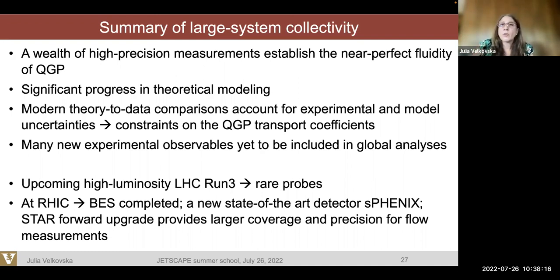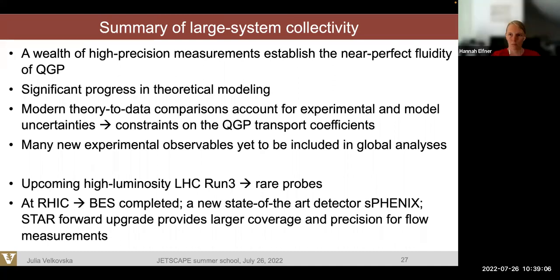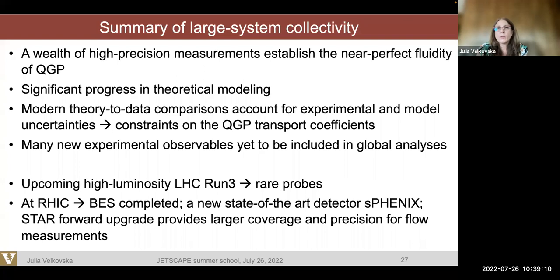At RHIC, on the other hand, we just completed a beam energy scan, and a lot of the data is being analyzed that goes down to low energy. We are trying to study if there's a critical point in the phase diagram and where this quark gluon plasma turns off and we have a hadronic system. We also have a new state-of-the-art detector called sPHENIX, which will first start taking data in 2023. And the STAR experiment, on the other hand, has a forward upgrade that provides very large coverage and precision for flow measurements. I can take questions if there are any for this part of my talk, and then I will briefly go to small systems.